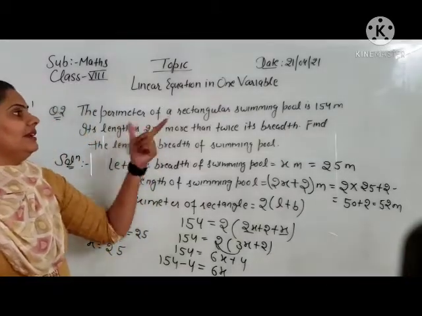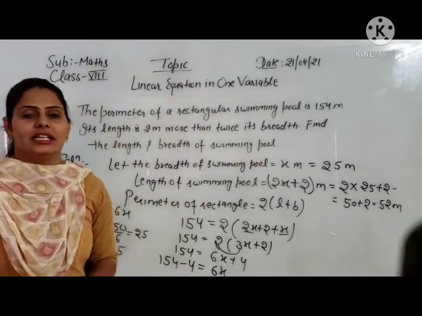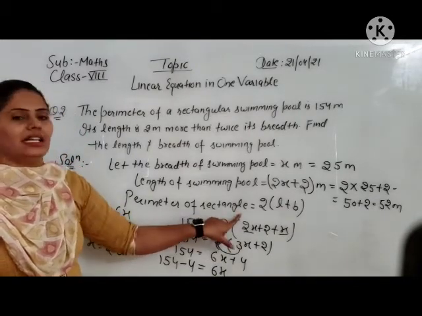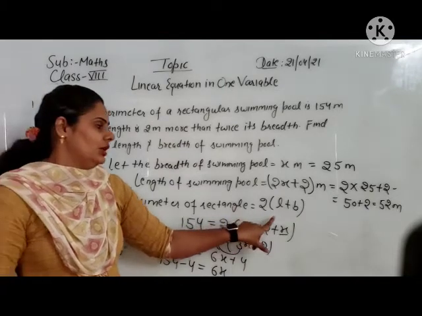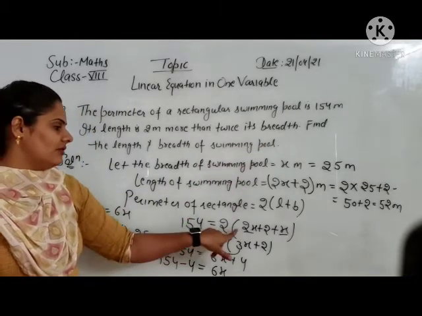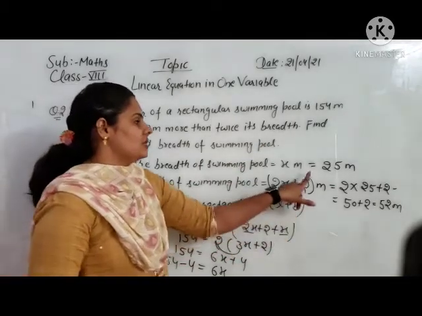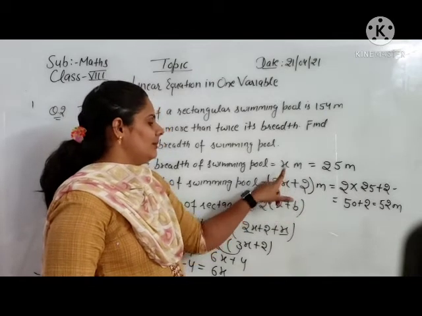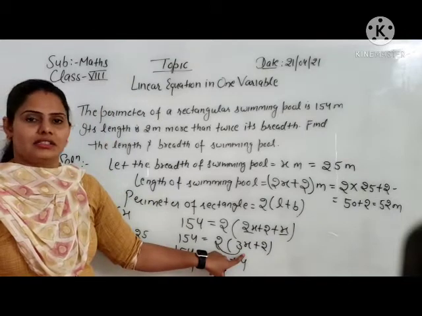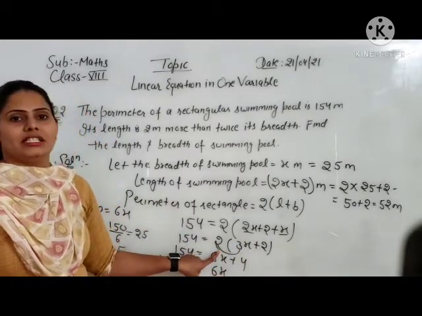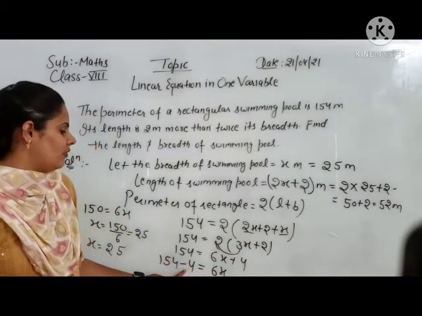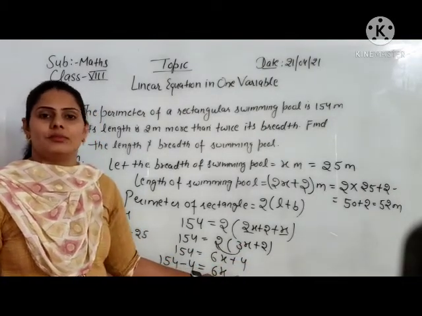Now, what is given? The perimeter of the rectangular swimming pool is already given in the question. It is 154 meter. You know very well the perimeter of a rectangle is 2 into length plus breadth. So put the values: 154 is equal to 2 into length plus breadth. Length is 2x plus 2 and breadth is x. Now, you can add 2x plus 1x, you will get 3x. So 3x plus 2, and the outside 2 is given. You can multiply: 2 3s are 6x and 2 2s are 4. Now, 154 is equal to 6x plus 4.